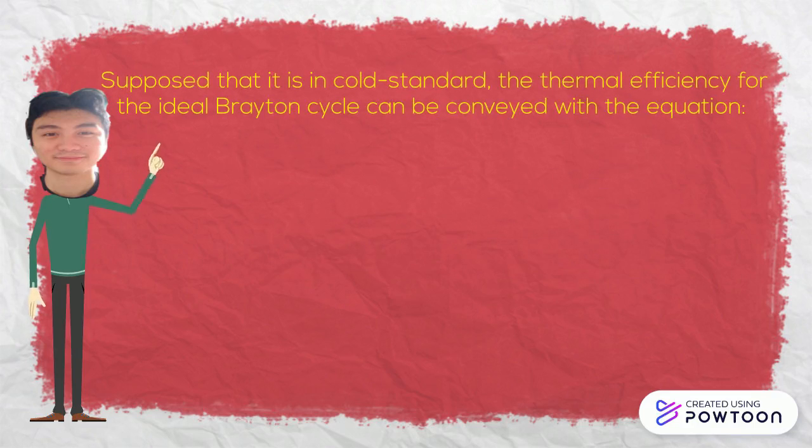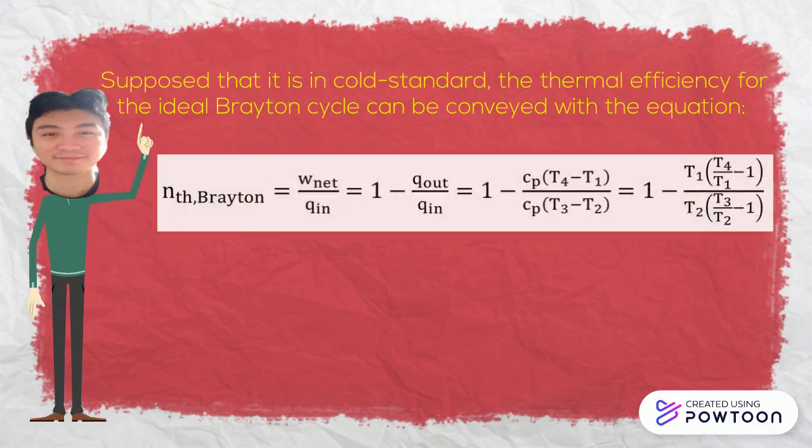Supposing it is in cold air standard, the thermal efficiency for the ideal Brayton cycle can be expressed with the equation work net over Q in. In general, the thermal efficiency of any heat engine is defined as the ratio of the work it does to the heat input at a high temperature.